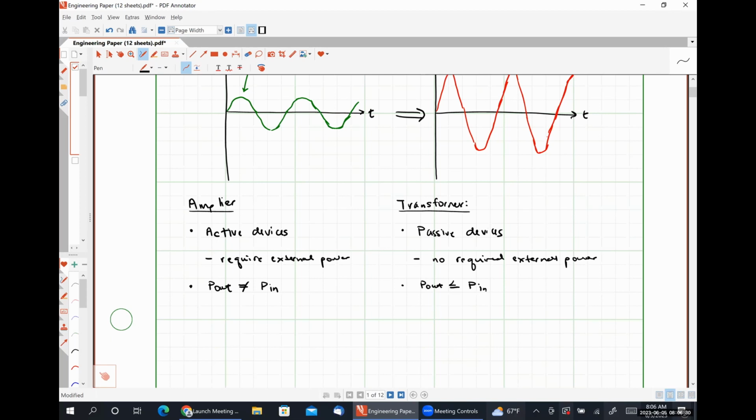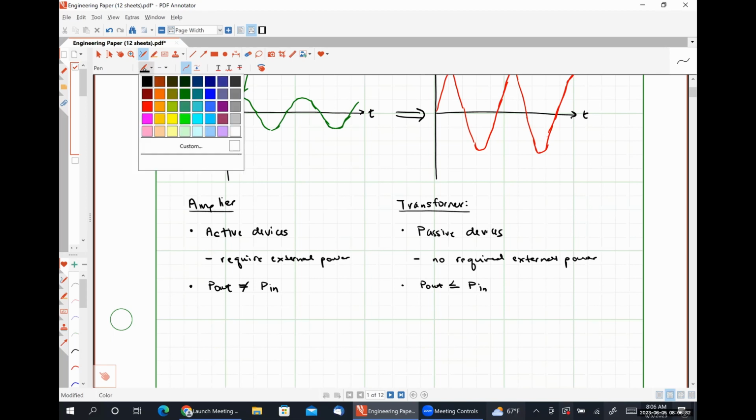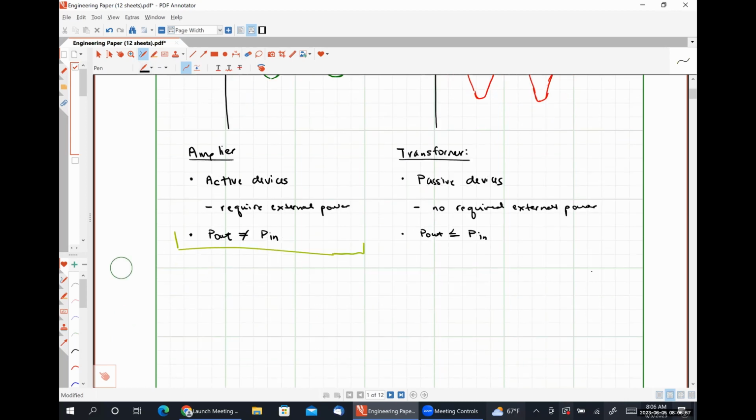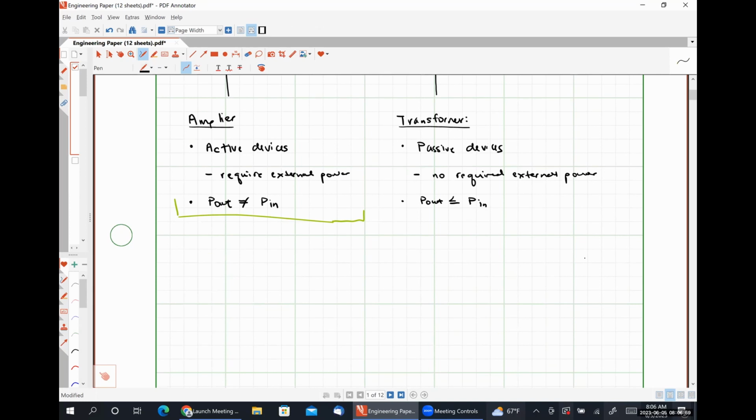Okay. So for the purposes of this class, we are going to focus on amplifiers, okay? And then when we get to circuits 3 in the fall, that's when we're going to go into greater detail on the behavior of transformers, okay? So limiting our focus to amplifiers, let's really define what an amplifier is, okay?